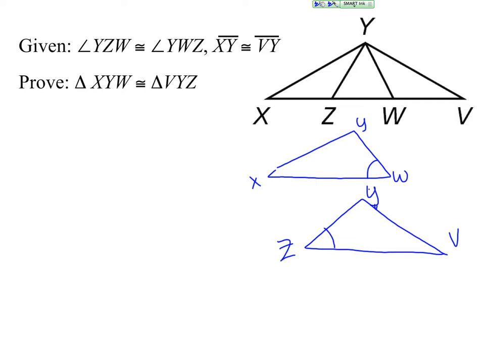YWZ and YZW. And then XY congruent to YV. What else can we come up with? We had this angle congruent to this one, that segment congruent to that one. But we're trying to get this big triangle congruent to the other one.